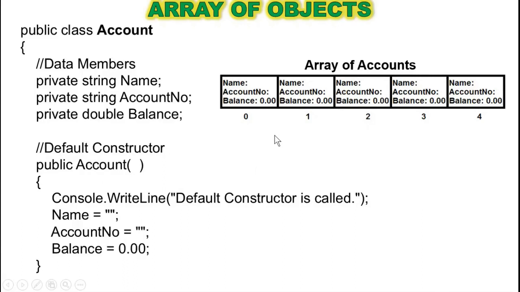The array of objects can be visualized like this. For example, if we declare an array of 5 different objects, at index 0 we can store a person's account. At index 1 we can store another person's account, and we can store up to 5 different accounts.